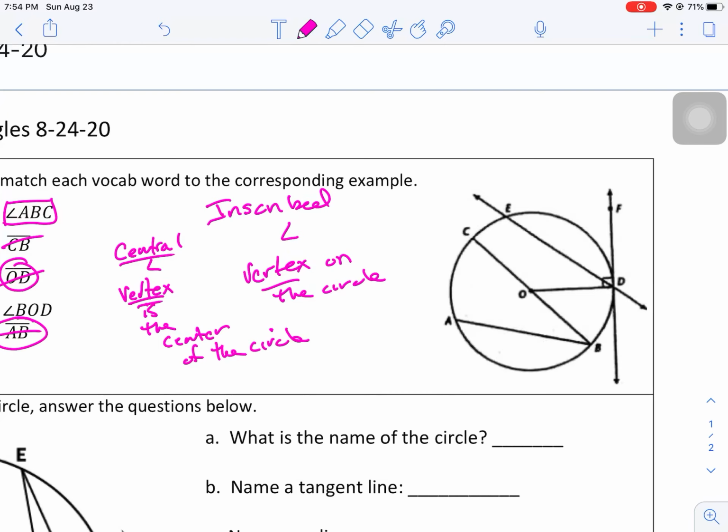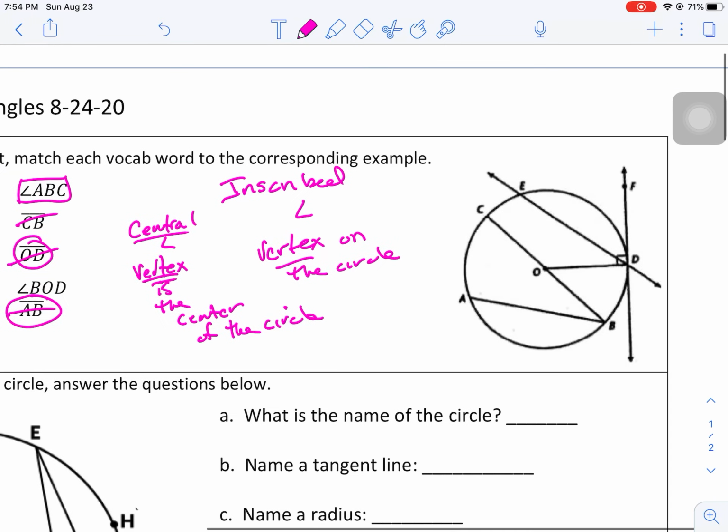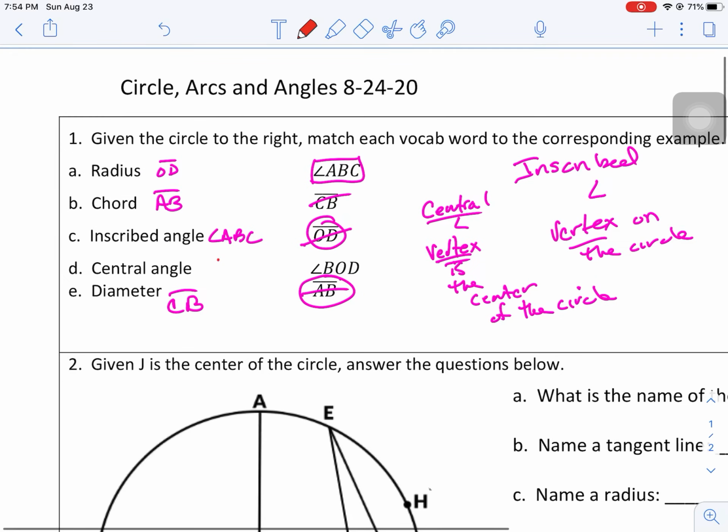All right, I see a few central angles, but remember we only have one to pick from, and that's angle BOD. That works. I also have another one, I'll use a different color, I can see angle COD. All right, but they want angle BOD, and we're done with the top.